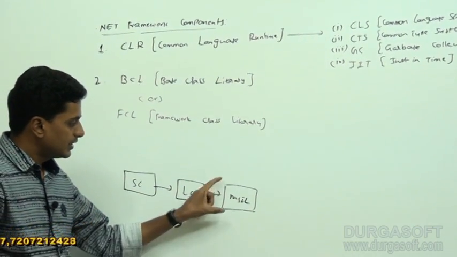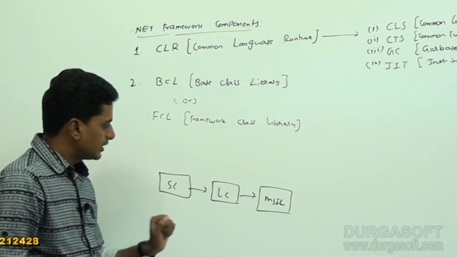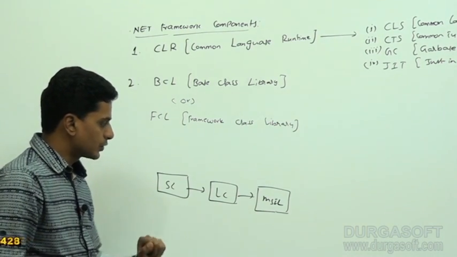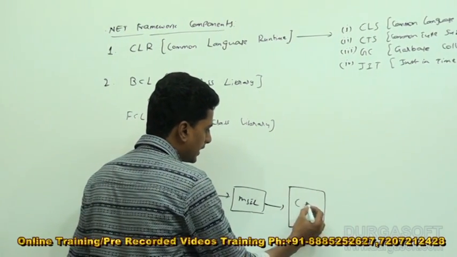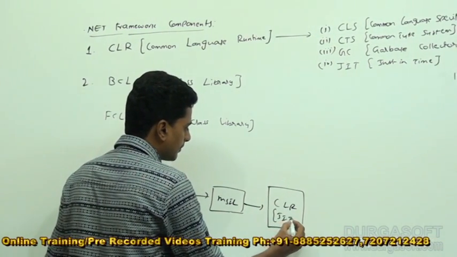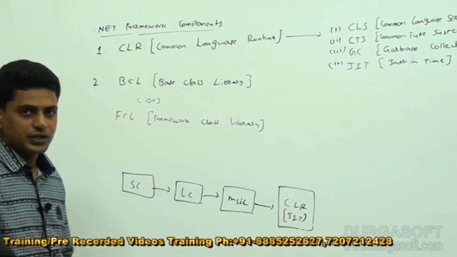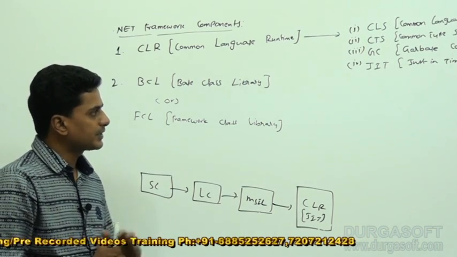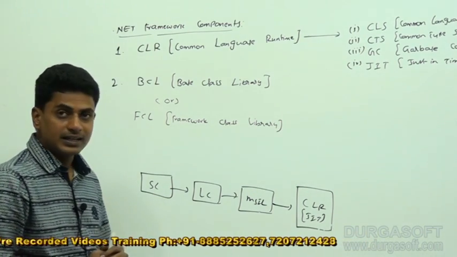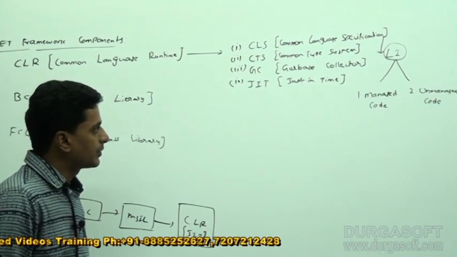Managed code means the code which generates MSIL after compilation, because this MSIL is going to be managed by CLR. This code is known as managed code. Here, for managed code, Common Language Runtime will provide the services. So Common Language Specification is used to achieve language interoperability.